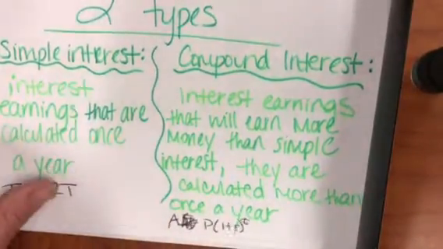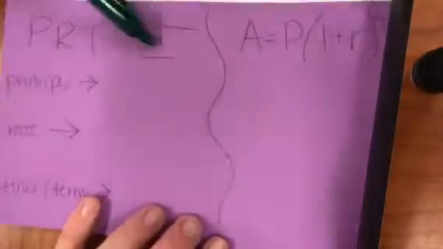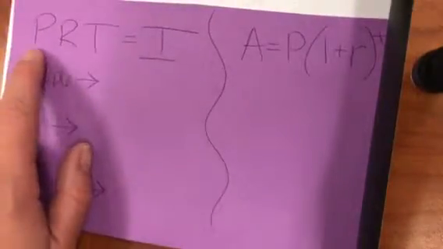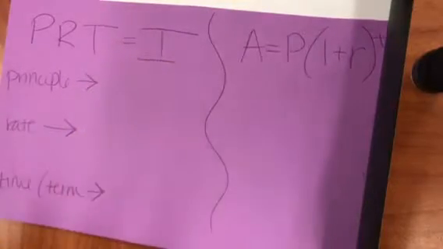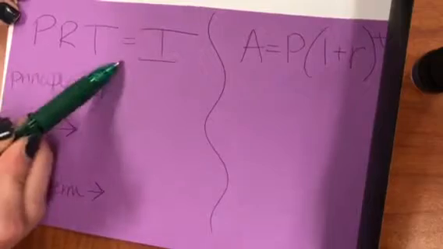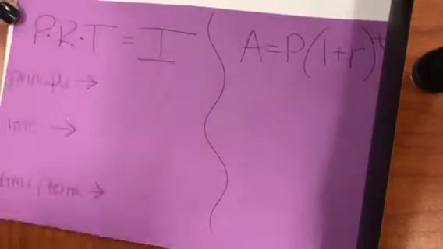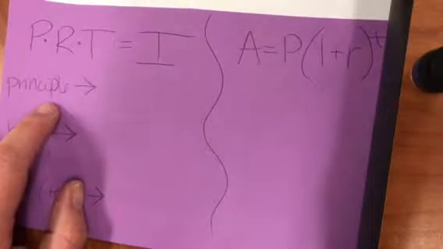So let's go over what these mean. Looking at the simple interest formula, we've got PRT equals I. What happens when you have P, R, and T all next to each other, with no symbols? It just means to multiply. So you're going to multiply all three of these values. What do those stand for?